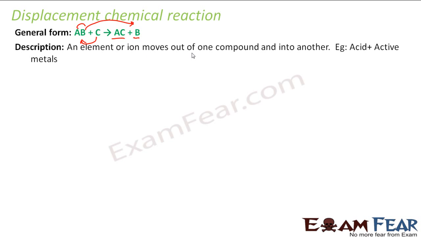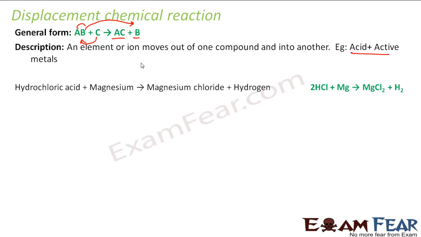So it says that one element or ion moves out of one compound and into another. One example is acid plus active metals. You get this kind of reaction. So we'll take more examples. You have hydrochloric acid and if you add magnesium, what you get is MgCl2 and H2. So you have seen this Mg came here and paired with Cl, and hydrogen is kicked out.